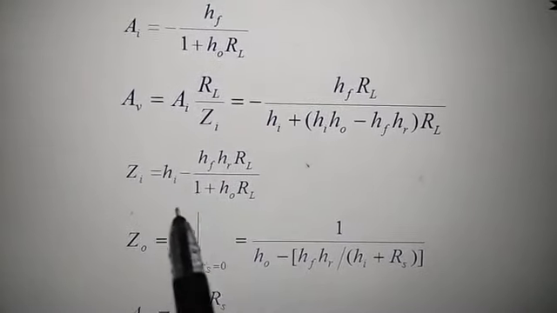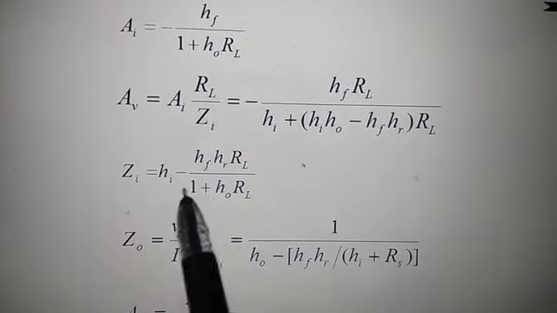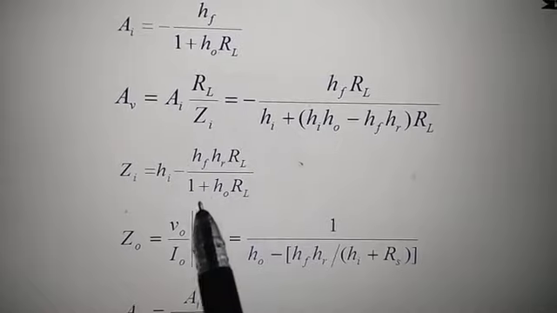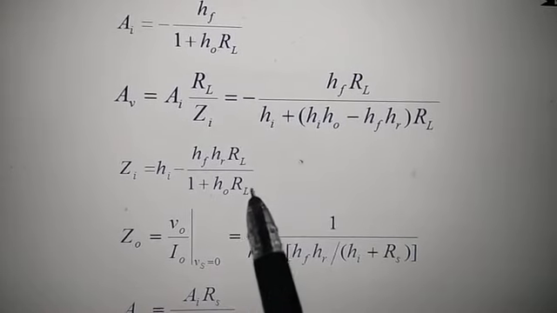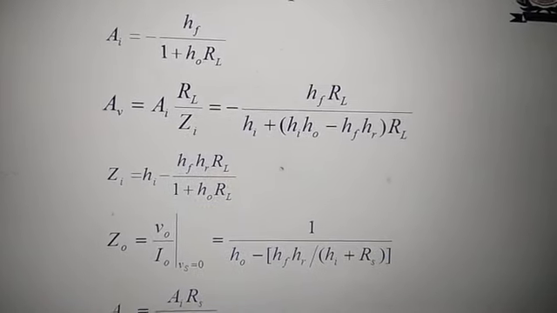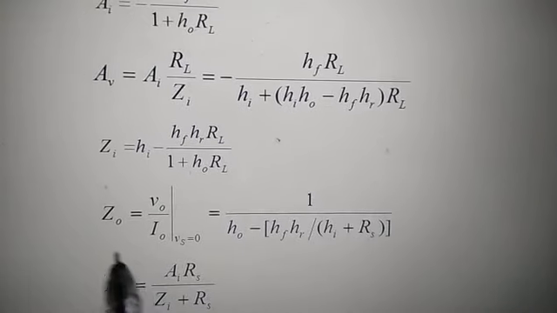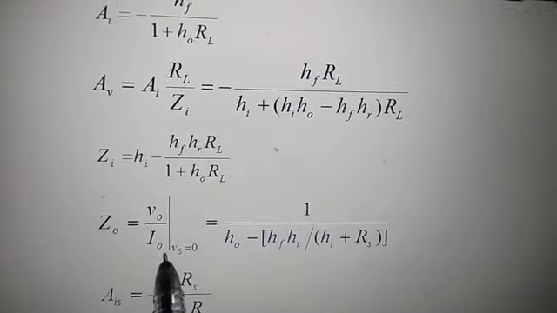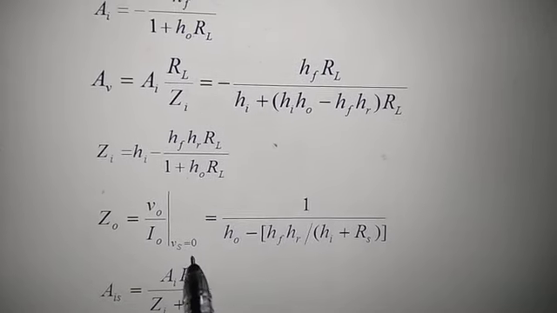ZI is the input impedance, which is equal to HI minus HF into HR into RL upon 1 plus HO into RL. This is the formula for the input impedance, and this is the output impedance Z0, which is equal to V0 upon I0 when the input is shorted.